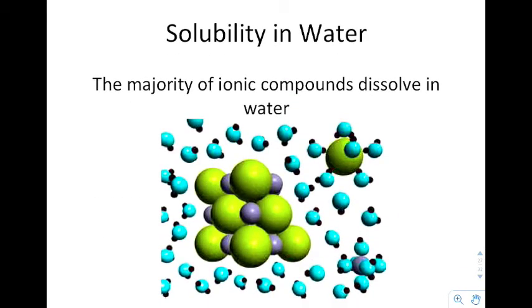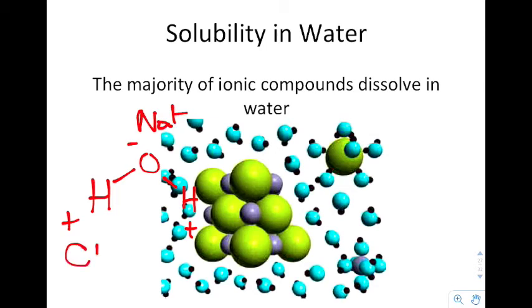Okay, the solubility in water. The majority of ionic compounds dissolve in water, and the reason why is water has an H, an O, and an H. The H's have positive charges, and the O has a negative charge. Because of that, they can arrange themselves where the sodium goes to the negative and the chlorine goes to the H. So you have this separation of the ions based on the fact that they can attract to another charge.